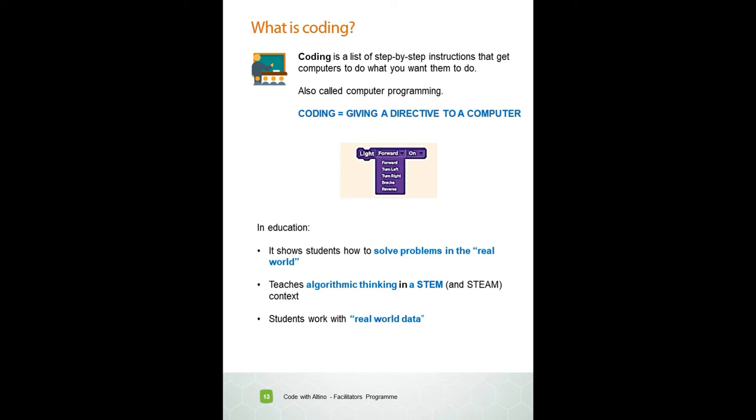So in an education context, coding shows students how to solve problems in the real world, not just from a textbook or not just from coding to move animated characters up and down. It teaches algorithmic thinking in a STEM and STEAM context, and your students have the opportunity to work with real-world data, and that's really exciting, and we'll show you how that works later in the facilitators program.